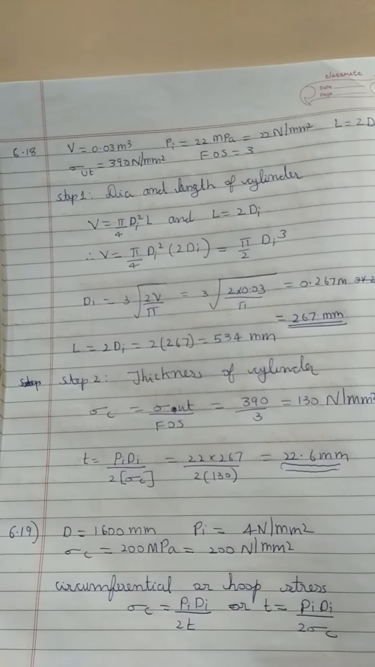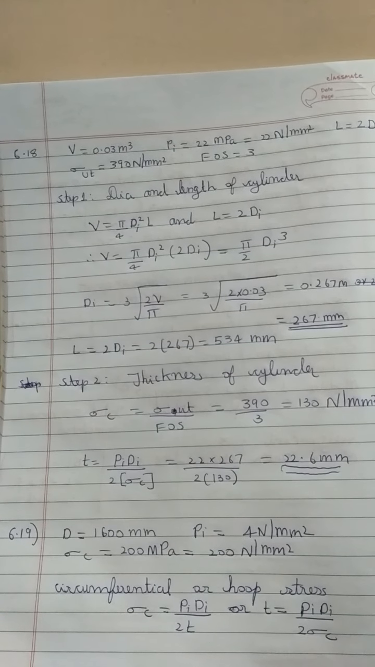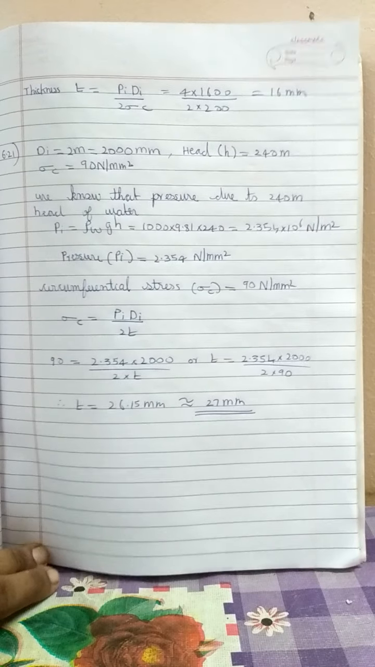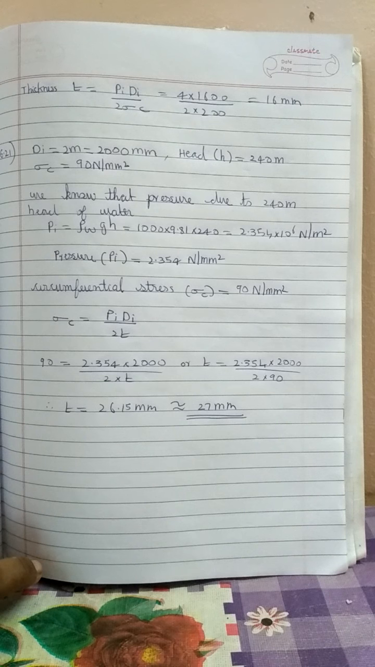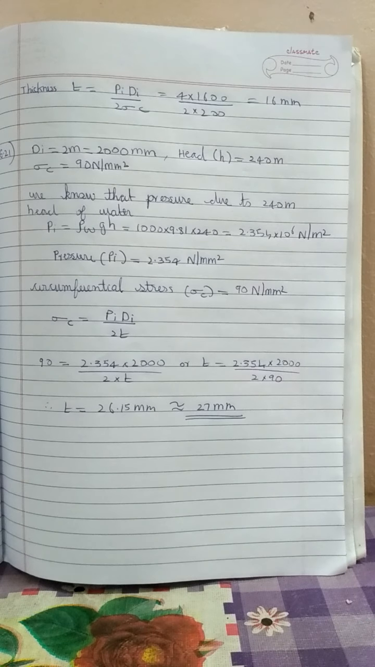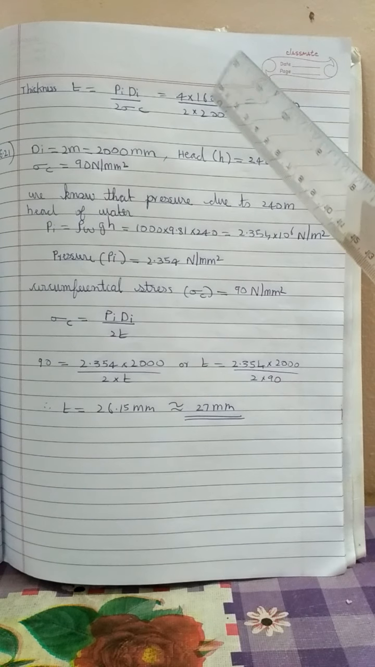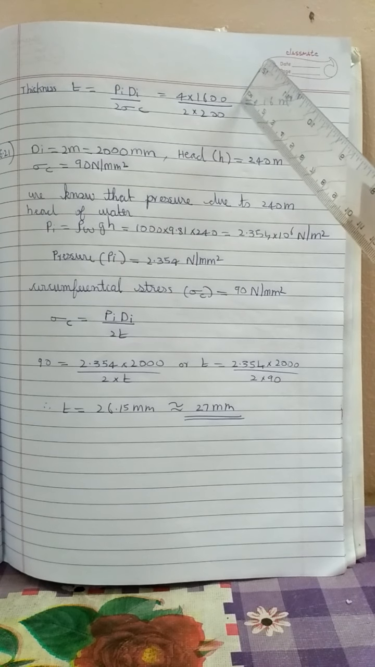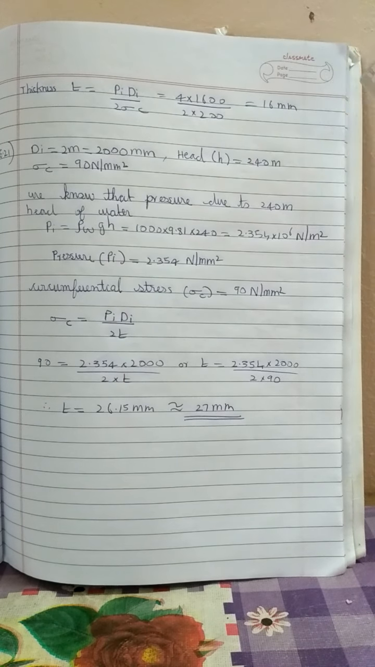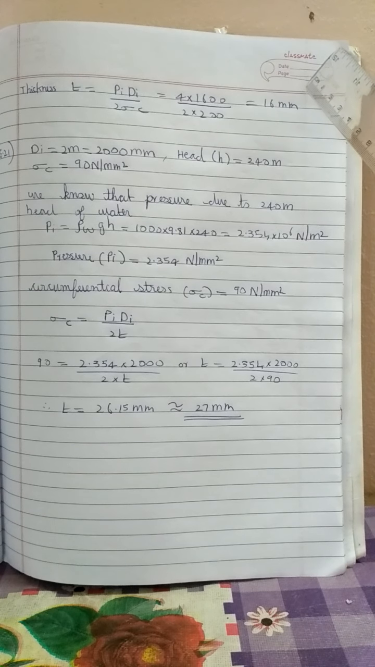While substituting this, what you will be getting is thickness t equal to pi di divided by 2 into sigma c, which is equal to 4 into 1600 divided by 2 into 200, which is equal to 16 mm. So we'll be getting thickness as 16 mm.